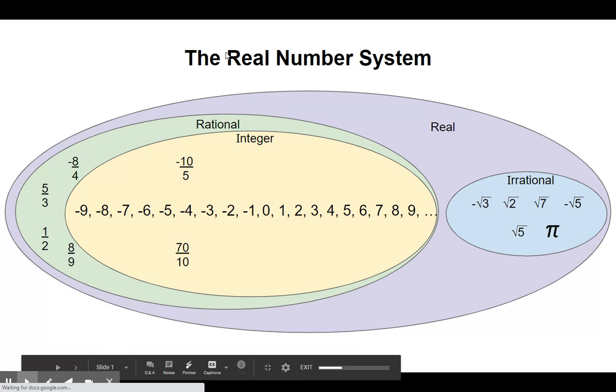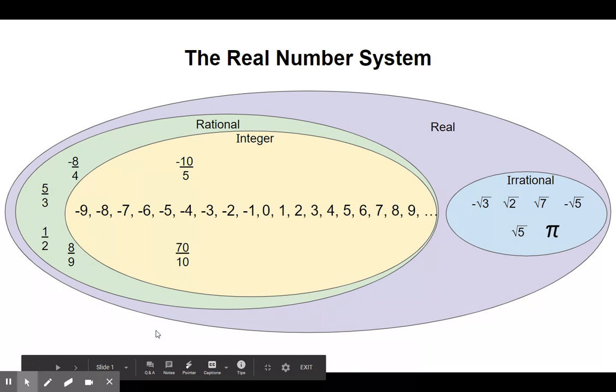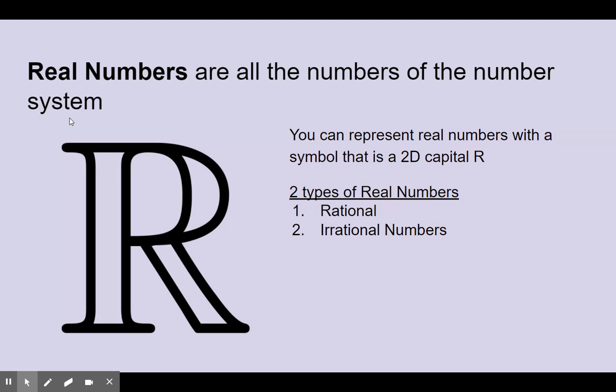It works. So here's the real number system, all right? So if you look here, the whole purple circle includes rational numbers, integers, and irrational numbers. So we call that all real numbers. All the numbers in this system is called real numbers. Any questions about that? All right, so we have 3 different types that we are mainly going to focus on, but I might talk about a few more.